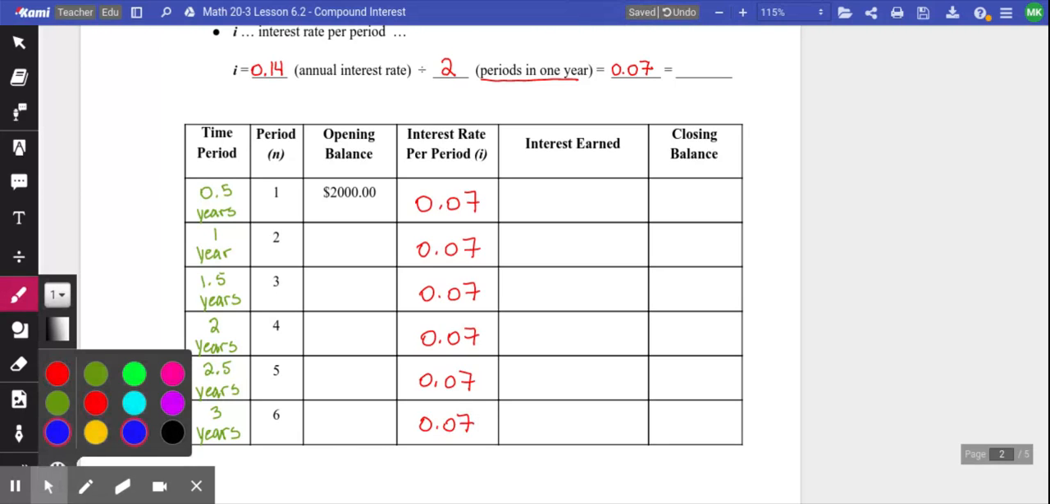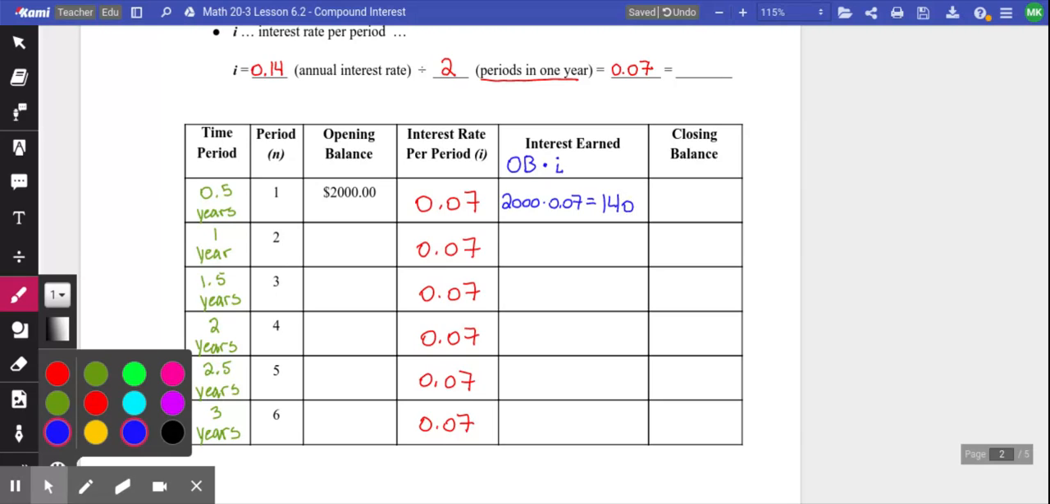Cool. Now we need to fill in the rest. To figure out the amount of interest earned, you're going to go opening balance times your interest rate. So for us, it would be 2,000 times 0.07. And that will tell you how much interest happened in the first 6 months. In this case, it'd be $140.